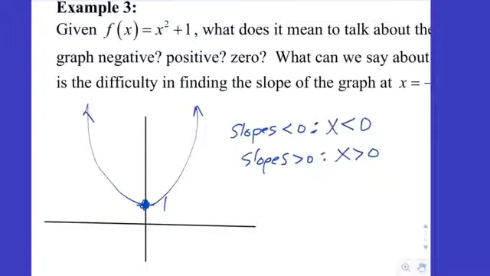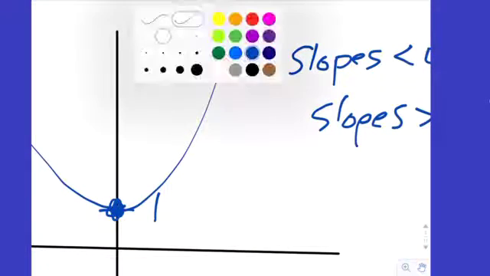To the right of 0? Yeah, when x is greater than 0, the slopes are positive. Now, are they the same positive or the same negative value? No.